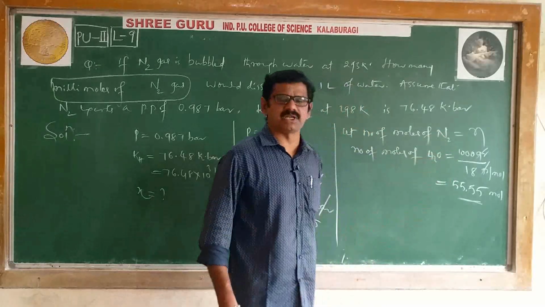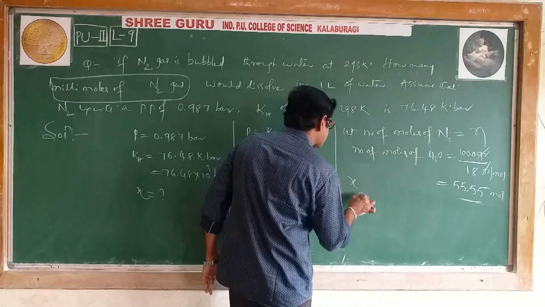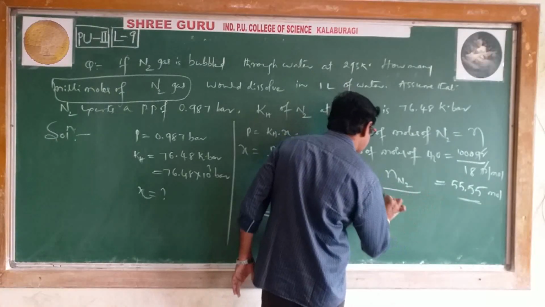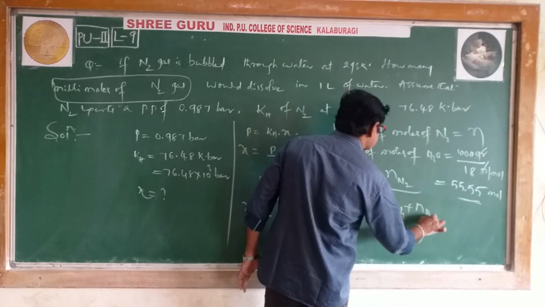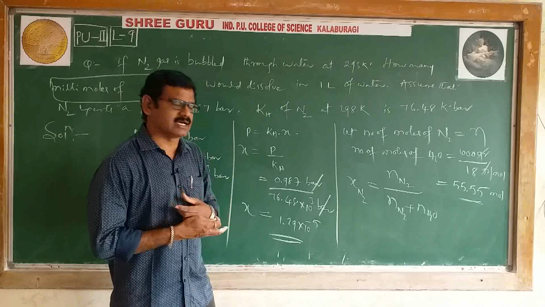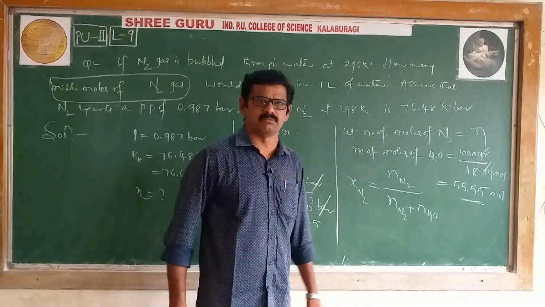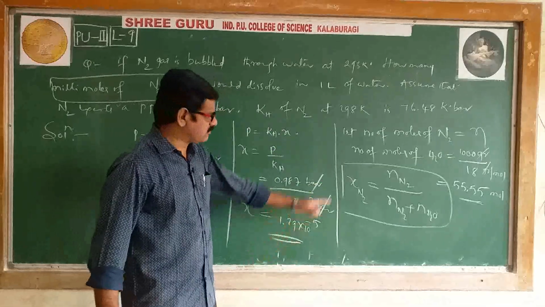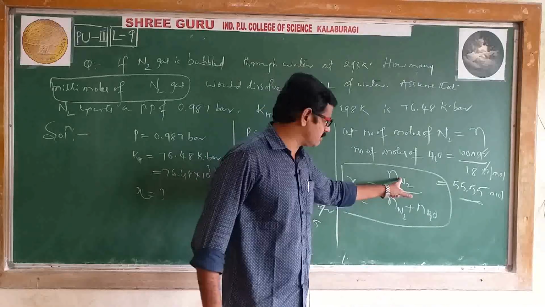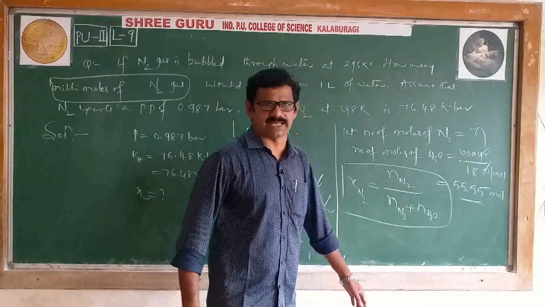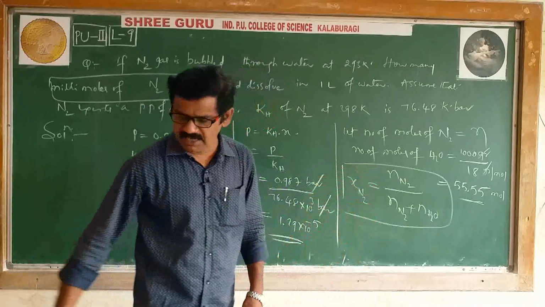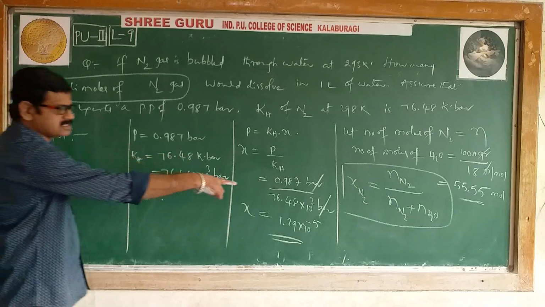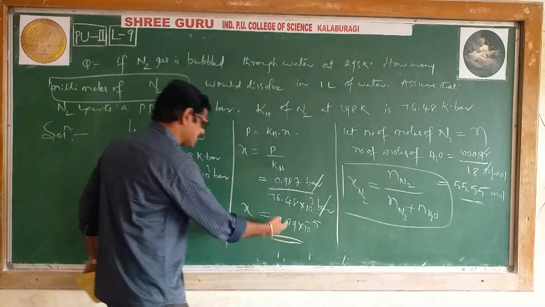Only two components are present. Now I'll write the formula. Mole fraction of nitrogen is equal to the number of moles of nitrogen divided by the total number of moles. Total number of moles means nitrogen moles as well as water moles. This is our mole fraction formula. Now we'll continue here. I'll write the remaining part. Listen here, the mole fraction of nitrogen is already calculated, 1.29.